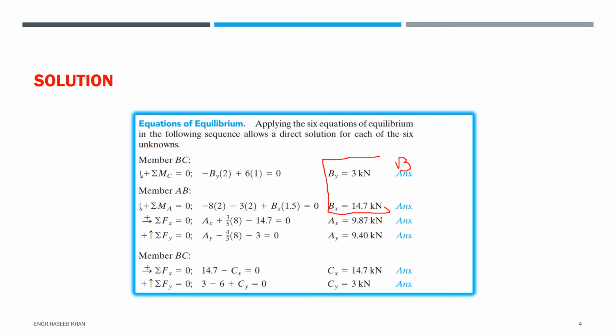Next we have applied summation of vertical forces and summation of horizontal forces on the structure AB, and we have found its reactions Ax and Ay. Then we have applied these equilibrium equations to member BC, and then we find the reactions at the point C. So these are all the reactions we have found for the structure. I thought that was easy. So let's move on to the next structure.